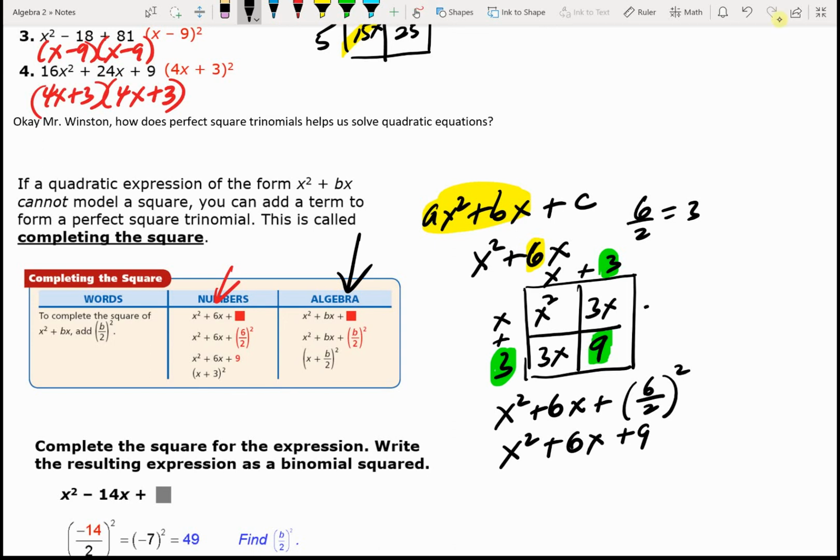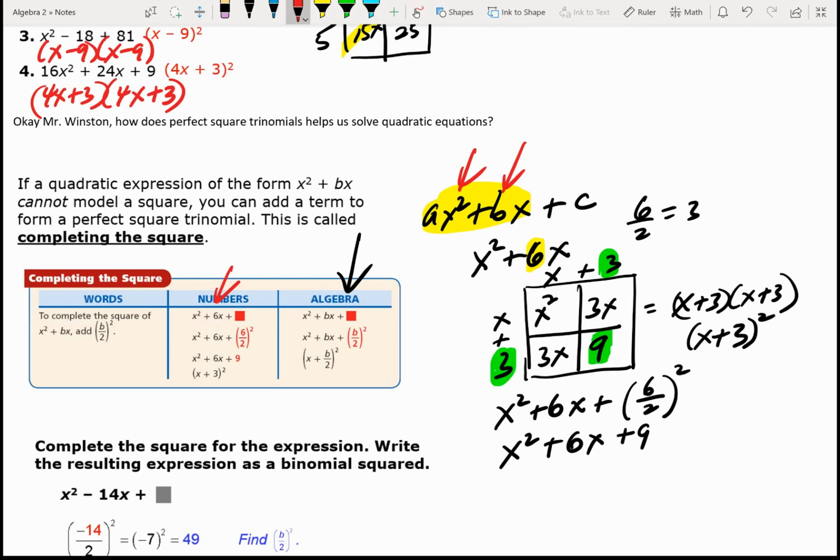And so here we have a perfect square trinomial. The side is x plus 3 times x plus 3, or x plus 3 squared. So we always take the b term, we divide it by 2, and we square it, and then we add it to the quadratic and linear term. Again, we take b divided by 2, square it, and then add it to the quadratic and linear term.